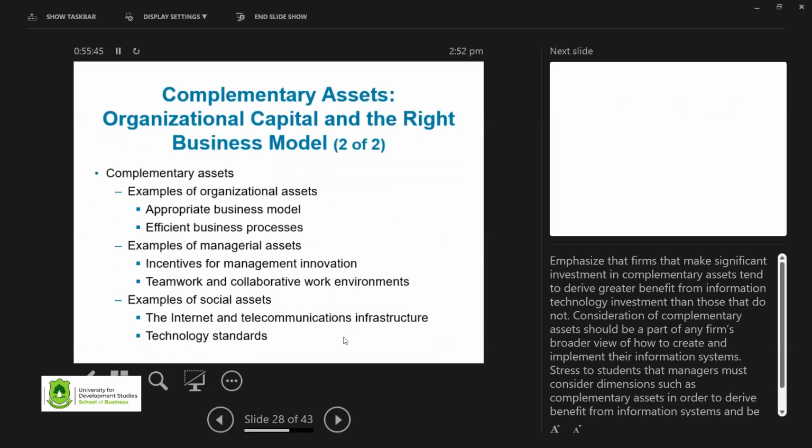So let's look at some other examples of complementary assets. Examples of organizational assets. So we just mentioned the appropriate business model. You have invested a lot in technology.